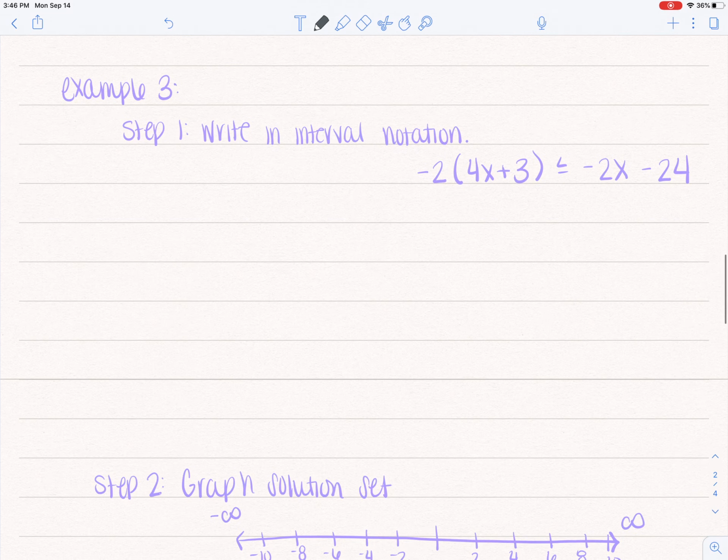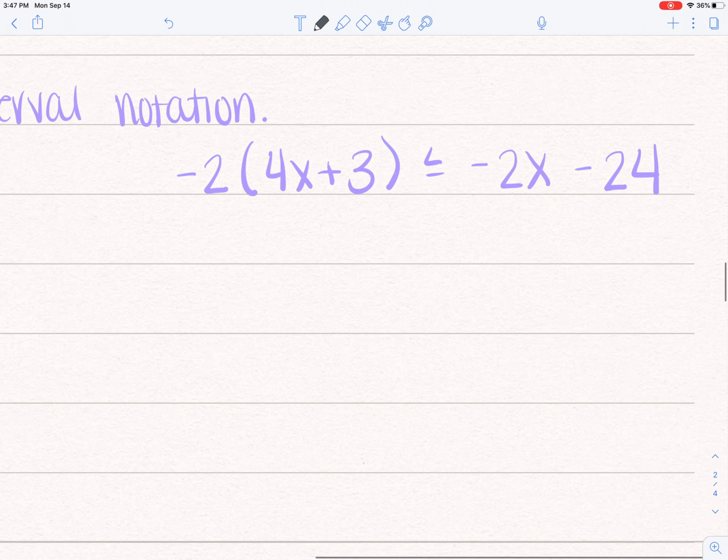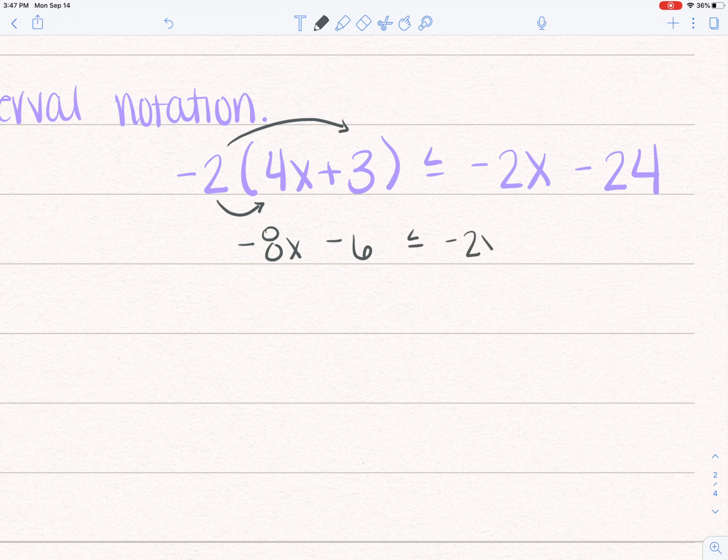And so here's my last example. Write in interval notation and graph the solution set. So going down my list, do I have parentheses? Yes. So the first thing I need to do is distribute. Have negative 8x, and then distribute the negative 2 to get negative 6. Carry everything down.